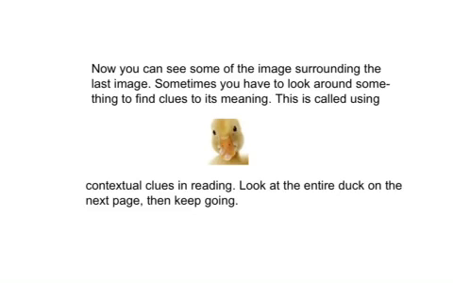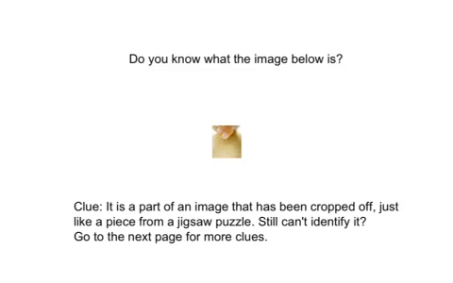Now that you can see around the original image, we can tell that it is a cute little duckling. The next page will show you what the actual duckling image looks like. So now that you can see some of the image surrounding the last image, you can use contextual clues, words around words that you don't know, to figure out what the word's meaning is. So if it's an unfamiliar or new word, instead of getting up to get the dictionary, unless you want to do that, which I always encourage, you can actually look at the words around.